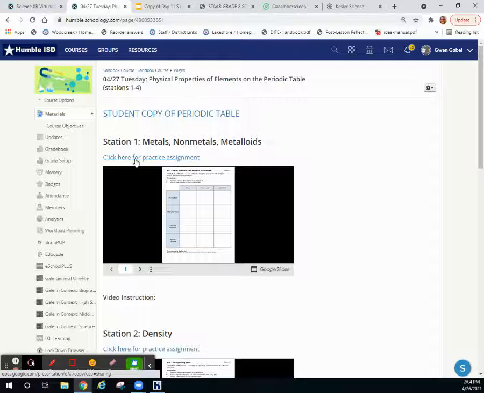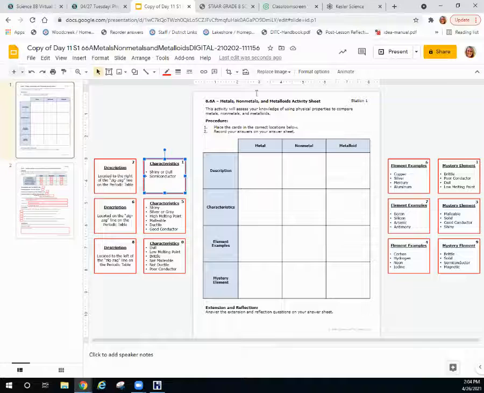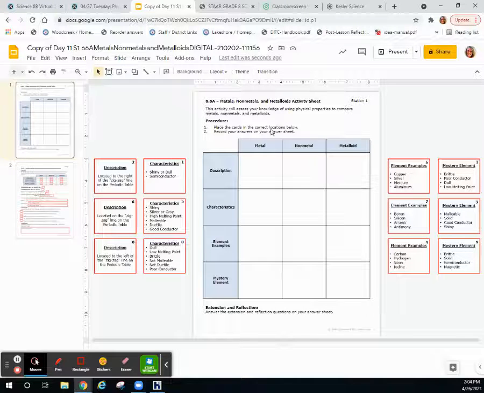So you need to click here for practice assignment, and it's going to ask you if you want to make a copy, and you're going to click make a copy. Once you do that, this window will open up with the assignment. Basically, what we're doing is organizing characteristics, descriptions, examples, and mystery examples of metals, nonmetals, and metalloids. So we read the card and we place it in the right section on the table.